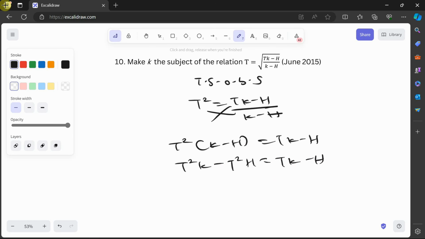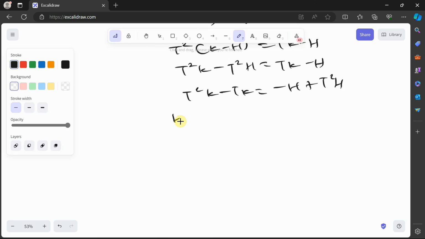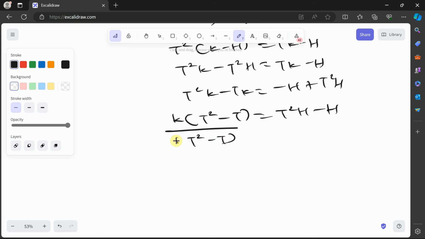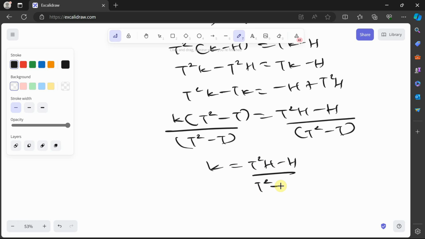And take all the K's to the other side. That will be T squared K minus TK is equal to minus H plus T squared H. If I factor out K from it, that will be K open brackets T squared minus T is equal to, if I rather make this plus come first, that will be T squared H minus H. And if I divide both sides by T squared minus T, our K will be equal to T squared H minus H all over T squared minus T.